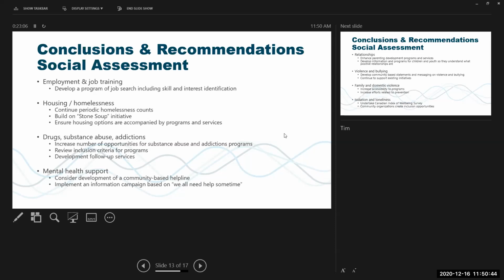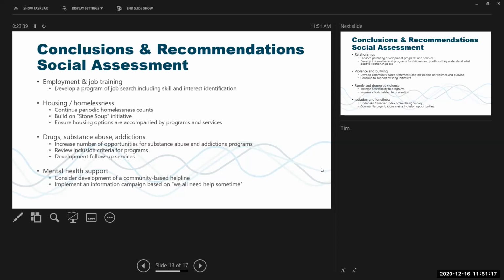So we looked at drug, substance abuse and addictions, and increasing the number of opportunities for substance abuse and addictions programs. And as Rob mentioned, part of this is probably a first step is looking at the awareness. So maximizing the current programs and services in terms of utilization through communication and awareness building, before you go ahead and build more.